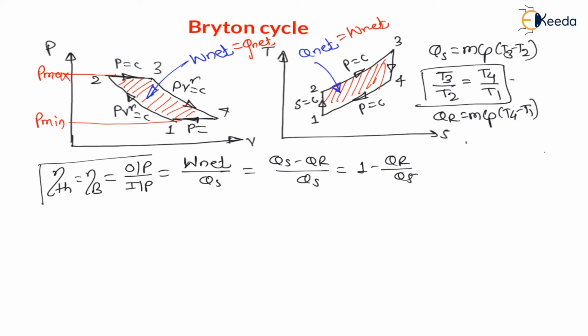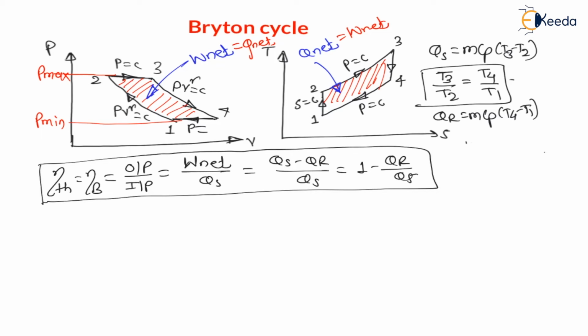This is the efficiency of any cycle in second law of thermodynamics, or in Rankine cycle, or in IC engine cycles. For any cycle, this is the efficiency. So my dear students, here the efficiency of this Brayton cycle, that is the ideal efficiency, that is the reversible efficiency, or it is also called the theoretical efficiency of Brayton cycle, is equal to 1 minus heat rejected divided by heat supplied.